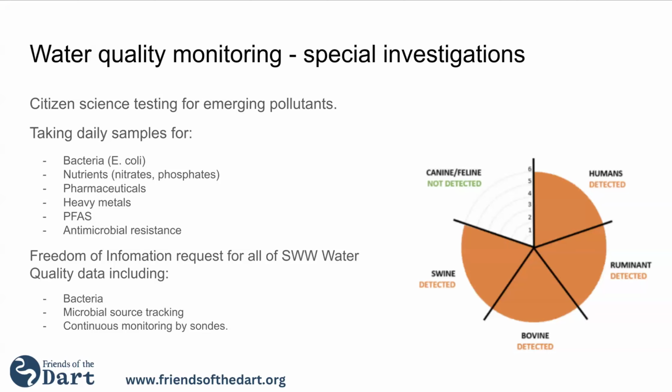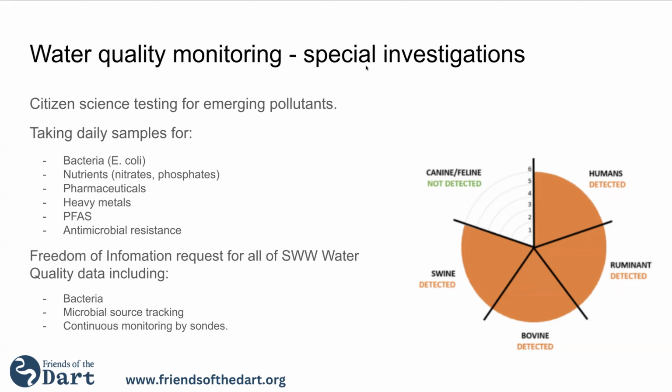So alongside bacteria, these samples were analysed for nutrients, so your nitrates and phosphates, pharmaceuticals, heavy metals, and PFAS, which are forever chemicals. Once they're released out into the environment, they don't naturally break down. They just stay there. And they were also looking for antimicrobial resistance genes within the water.